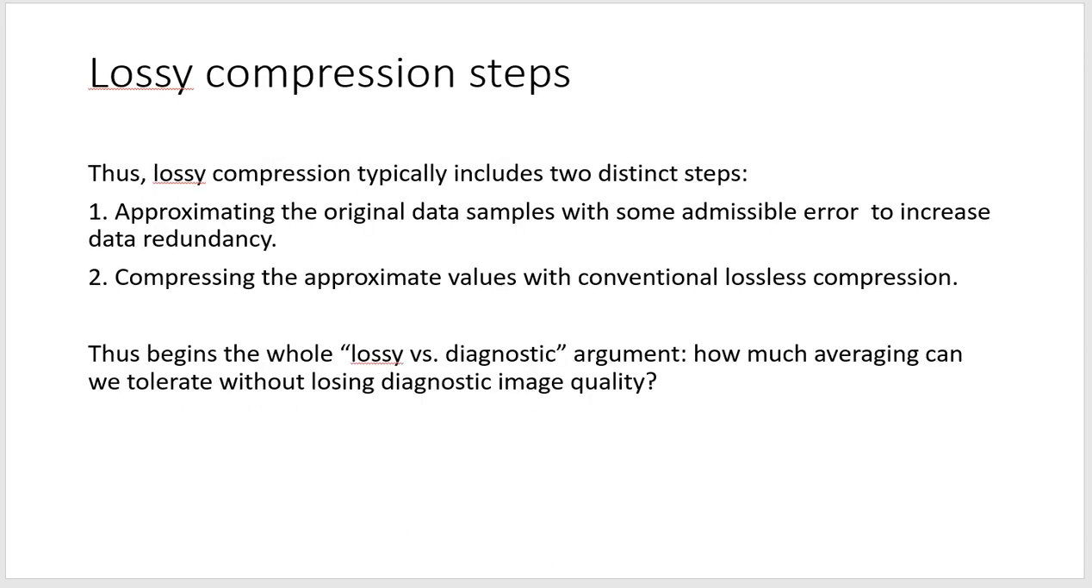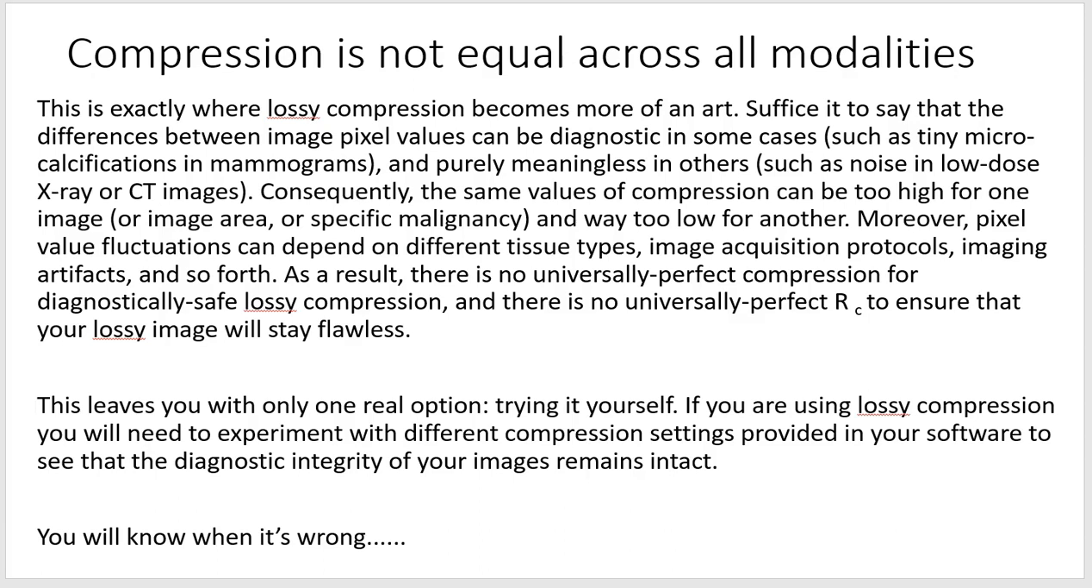So, lossy compression typically includes two distinct steps: approximating the original data samples with some admissible error to increase data redundancy, and compressing the approximate values with conventional lossless compression. And thus begins the whole lossy versus diagnostic argument. How much averaging can we tolerate without losing diagnostic image quality? Well, compression is not equal across all modalities. This is where lossy becomes more of an art than an actual science.